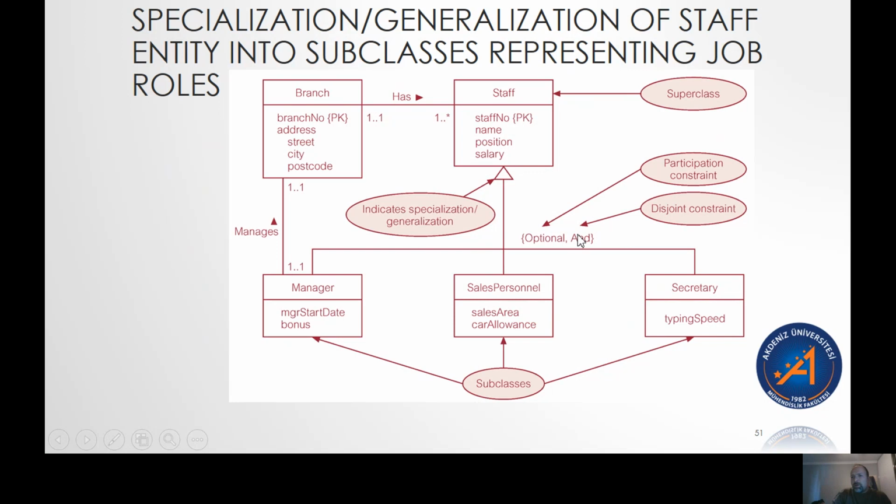We have this extra information that's optional, and what that means is that if a staff person exists, they can be a manager, they can be a sales personnel, they can be a secretary, but they don't have to be. They could be just a staff person. They don't have to be any one of these specific ones. So that's what the optional means.